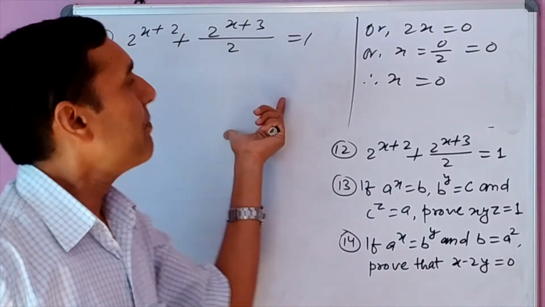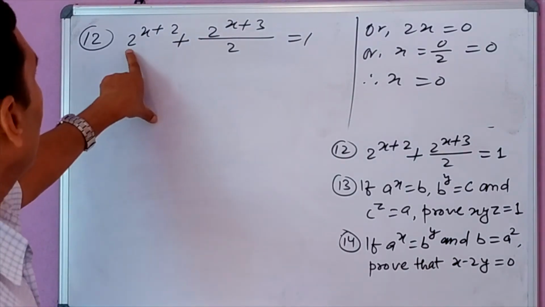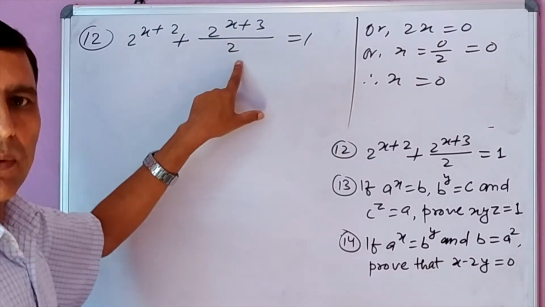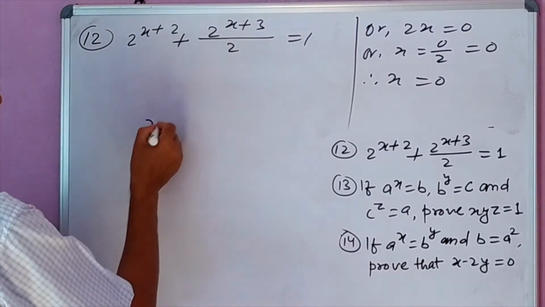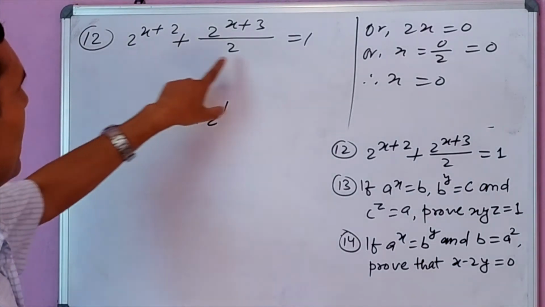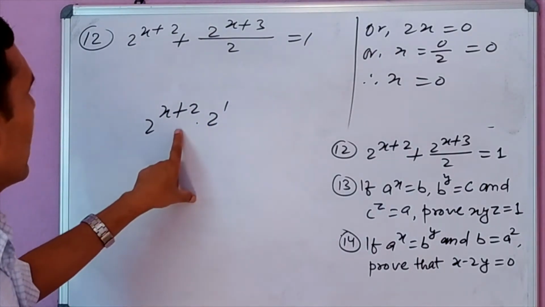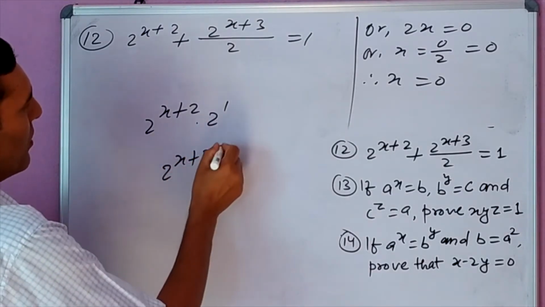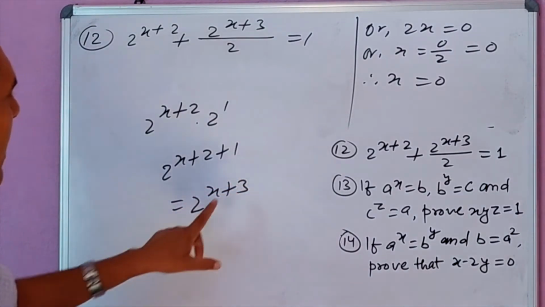To solve this question, one method is by taking the LCM. The first term is 2 to the power x plus 2, and the second term is 2 to the power x plus 3 upon 2. If you take the LCM, you multiply 2 to the power x plus 2 into 2 to the power 1 together, because the LCM is 2. When you multiply, it is 2 to the power x plus 2 plus 1, that is 2 to the power x plus 3.